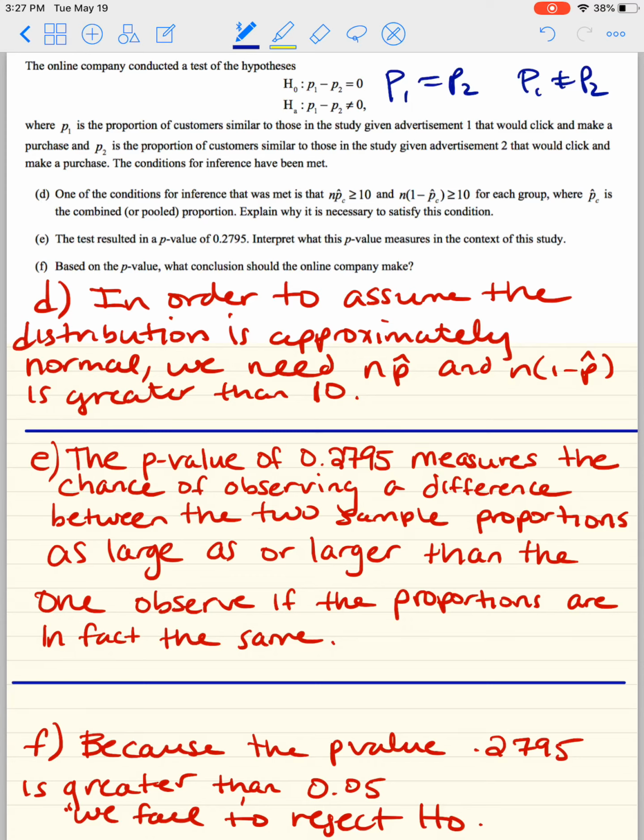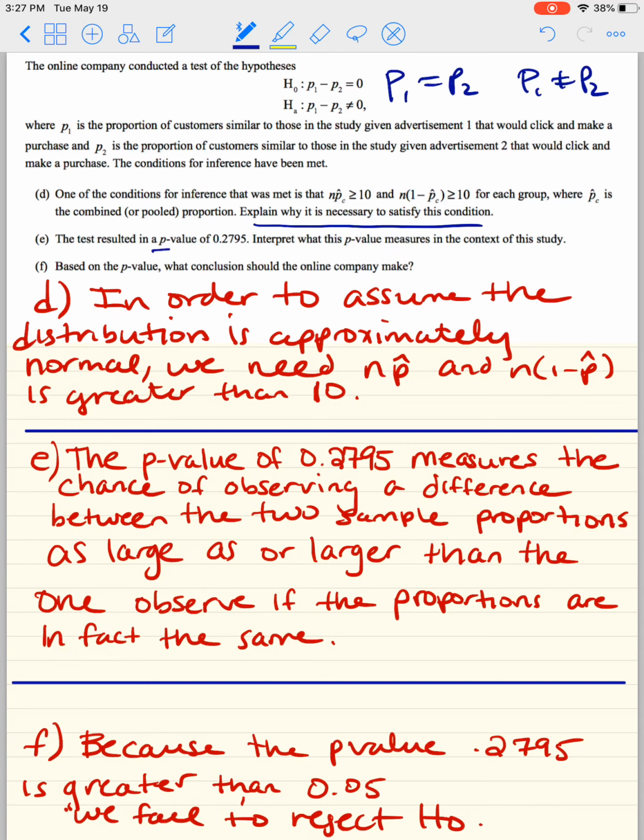The conditions for the inferences are met. One of the conditions for the inference was n times p hat and n times 1 minus p hat are greater than 10. Explain why this is necessary. So I just wrote here, in order to assume the distribution is approximately normal, we need n p hat and n times 1 minus p hat to be greater than 10. I think that's good to go.